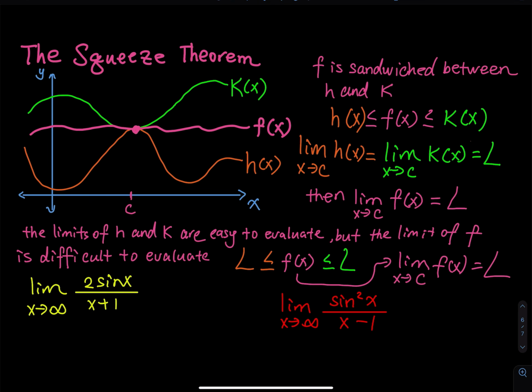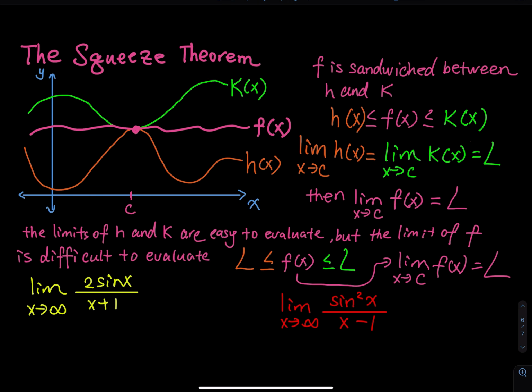And here is how we represent that using inequality: h of x is less than or equal to f, and f is less than or equal to k. So when you pick a point, k has the highest y, and then the next one is f, and then the next one is h. So k is greater than f, and f is greater than h.